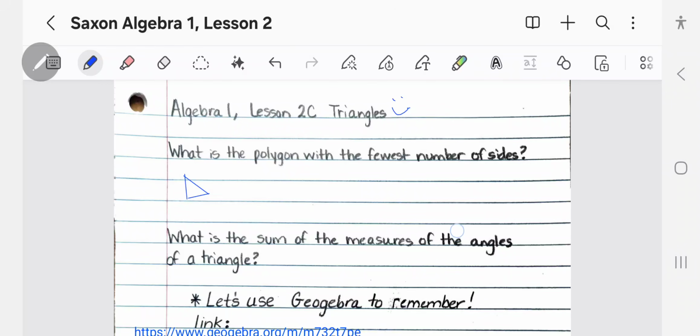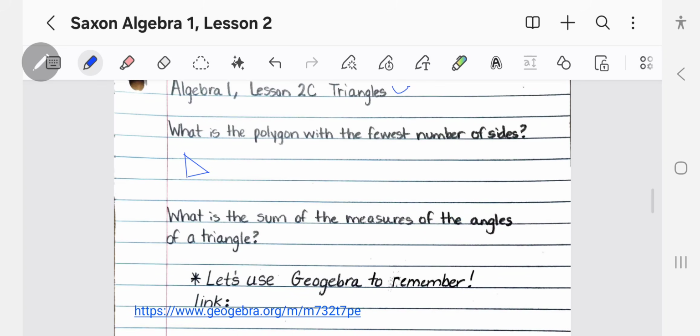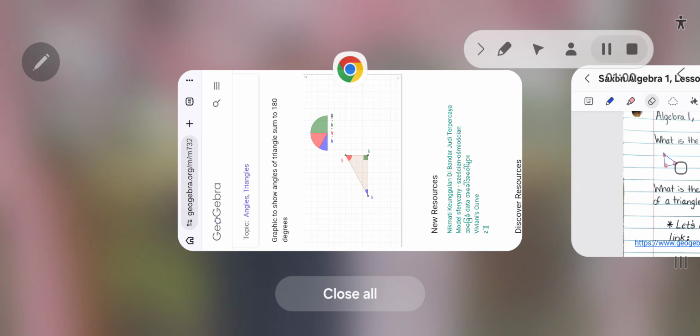So let's talk about something else. What is the sum? Sum is an answer to an addition problem of the measures of the angles of a triangle. So here's an angle, here's an angle, and here's an angle. And they're not necessarily equal. But when I add those up, what do I get? And how do I know? Well, I want us to use a tool called GeoGebra to just explore that for just a second.